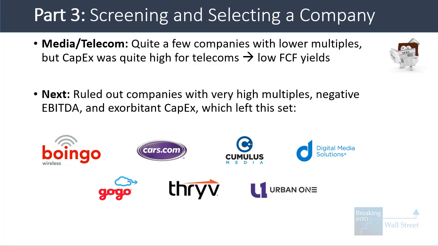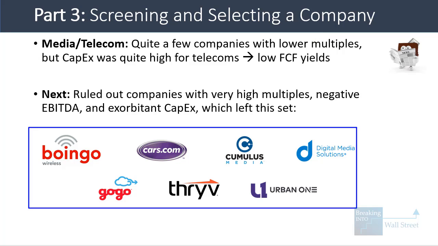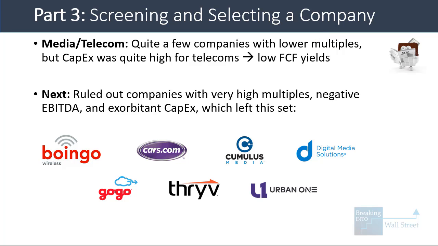So once we ruled out all those companies with very high multiples, negative EBITDA, and exorbitant CapEx, that left a set of 7 companies here. And then we went through each of these and applied stricter screening criteria to try to eliminate ones that were still trading at multiples that were too high or that had other problems.